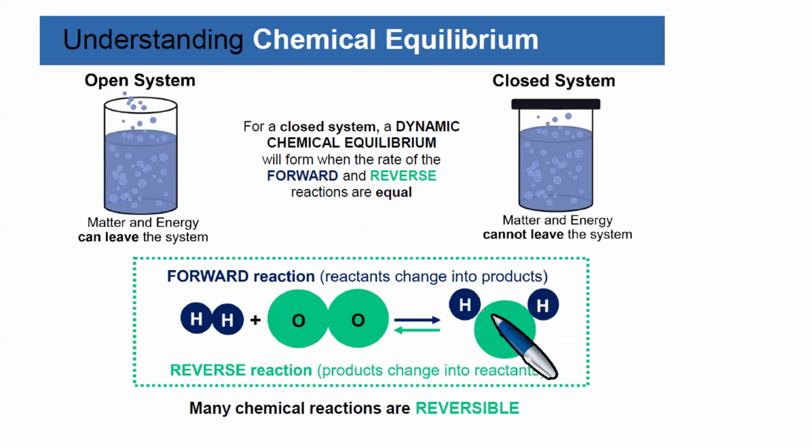What are we seeing here? We are seeing that hydrogen and oxygen produce water, H2O, meaning that a combination of hydrogen and oxygen produces water. The reverse reaction implies that the products change into reactants, meaning that if you have water, you can break water down into hydrogen and oxygen. Not very easy to do, a very technical process, though. But many chemical reactions are reversible.